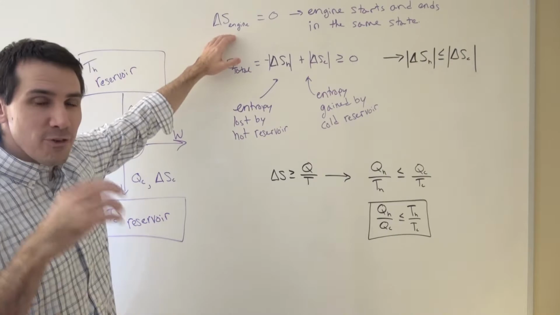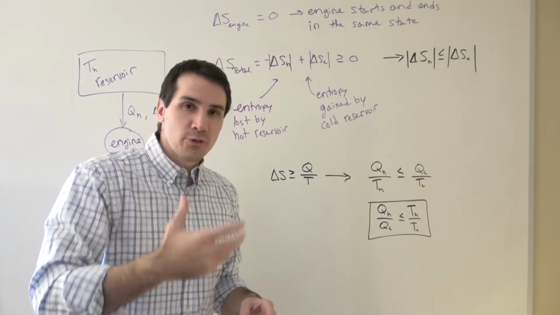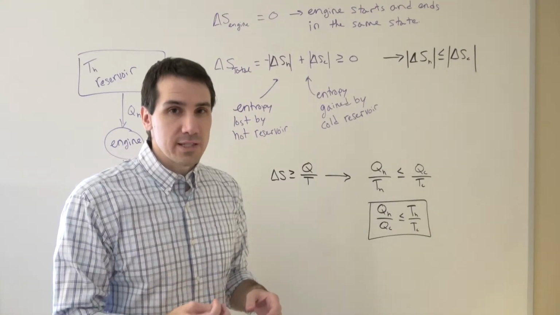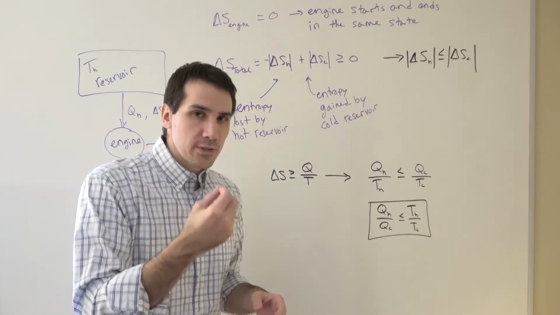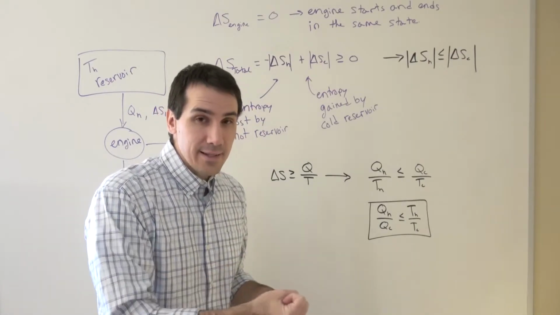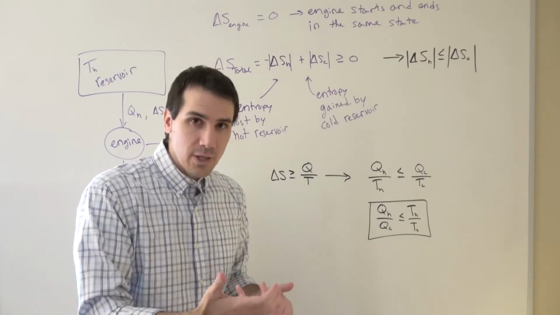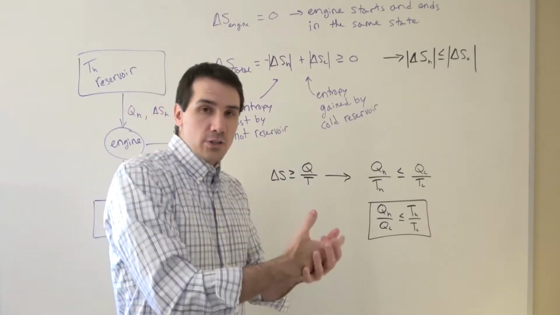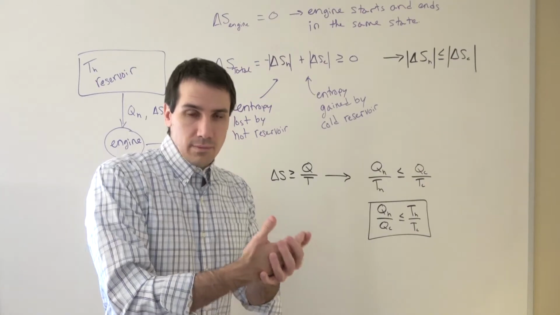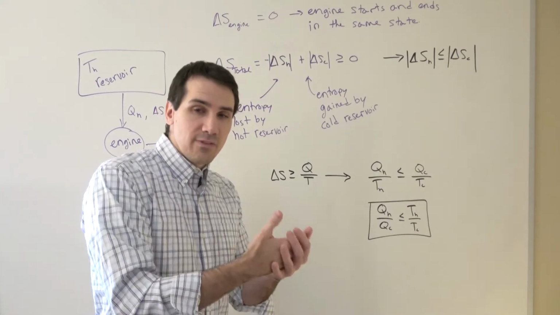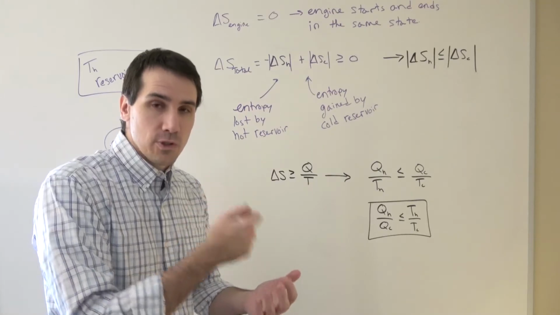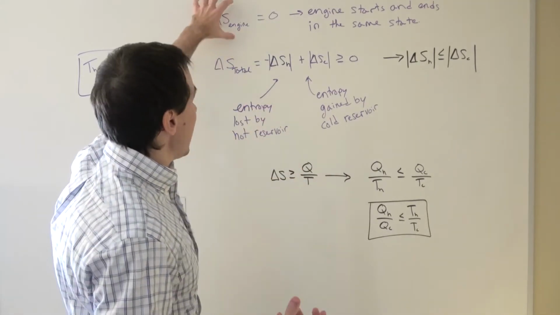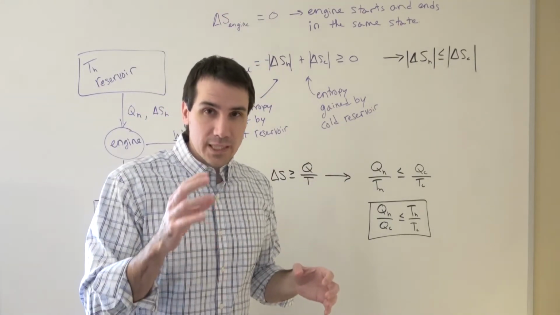So we know that for the engine, if we do a full cycle, the total change in entropy must be 0 because the engine starts and ends in the same state. Same pressure, same temperature, same volume. And because entropy just depends on all of those variables, if the engine starts in one state, and it ends in the same state, same temperature, pressure, volume, it must have the same entropy at the end, which means that the engine's entropy doesn't actually change.